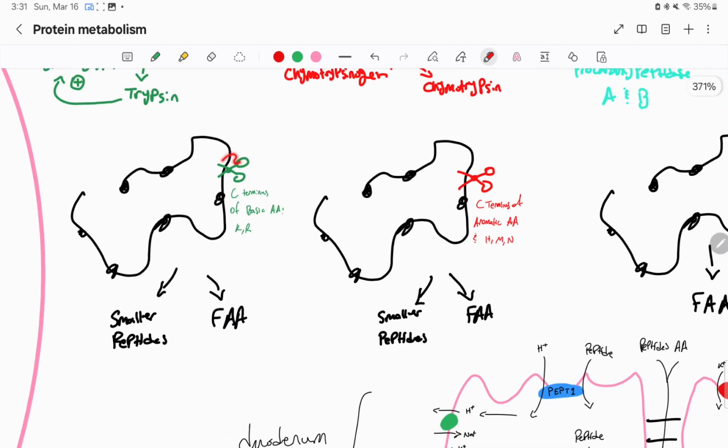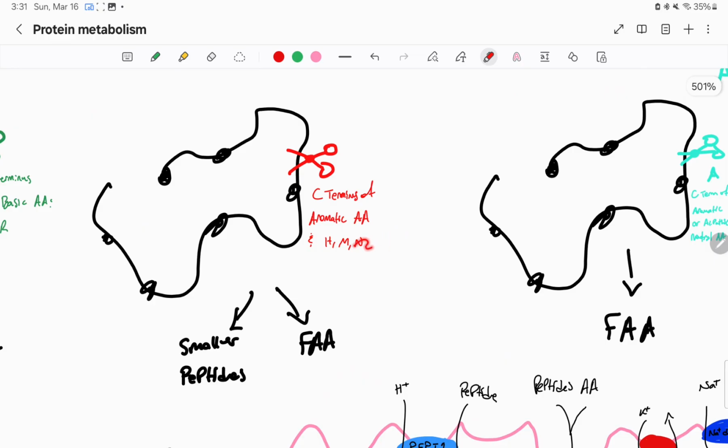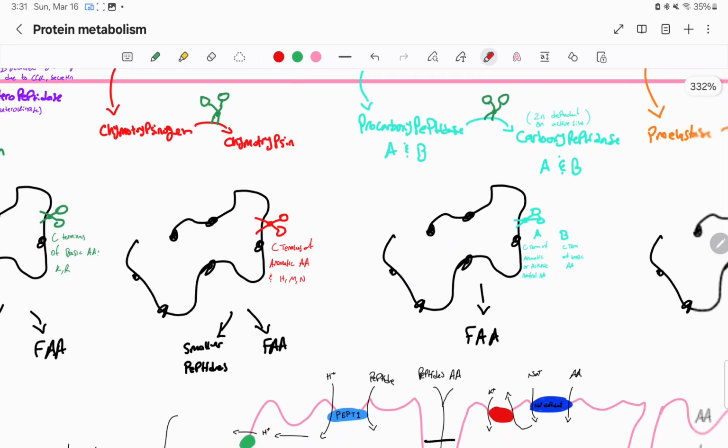If you look at it, trypsin will act on the C-terminus of basic amino acids like lysine and arginine, okay? And this will obviously end up creating smaller peptides and free amino acids. The chymotrypsin will act on the C-terminus of aromatic amino acids, and it'll also act on histidine, methionine, and asparagine, okay? But again, the entire point is we're creating these smaller peptides and free amino acids.